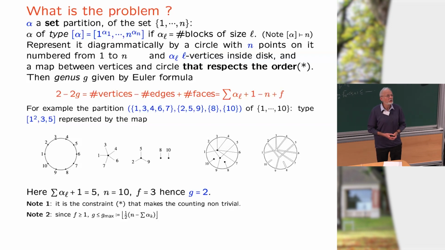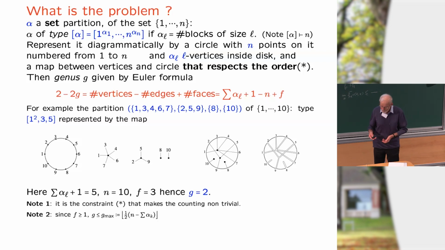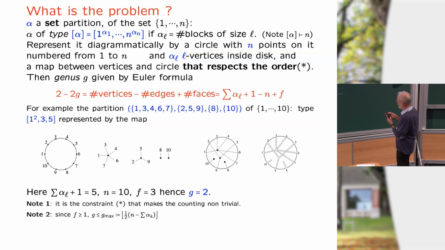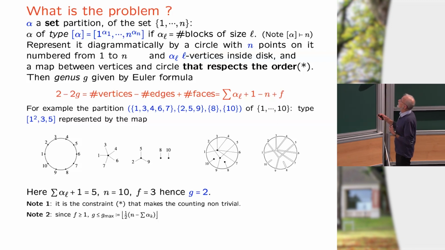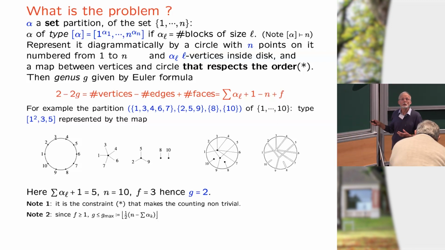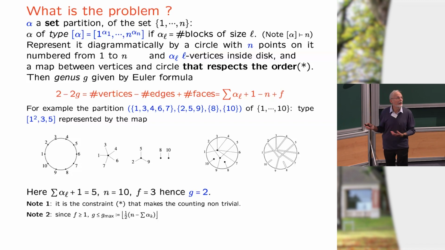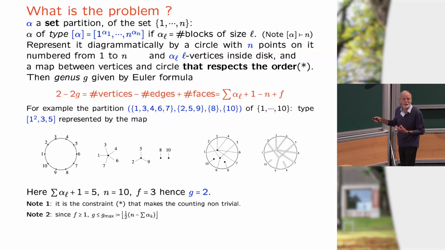And for each partition, I'm interested in what I call its type. I'm not sure it's the canonical word. The type is just a way of encoding the number of blocks of your partition of a given size. Here alpha L is the number of blocks of size L. This notation is borrowed from the theory of classes of the symmetric group, for example, Young diagrams, whatever.